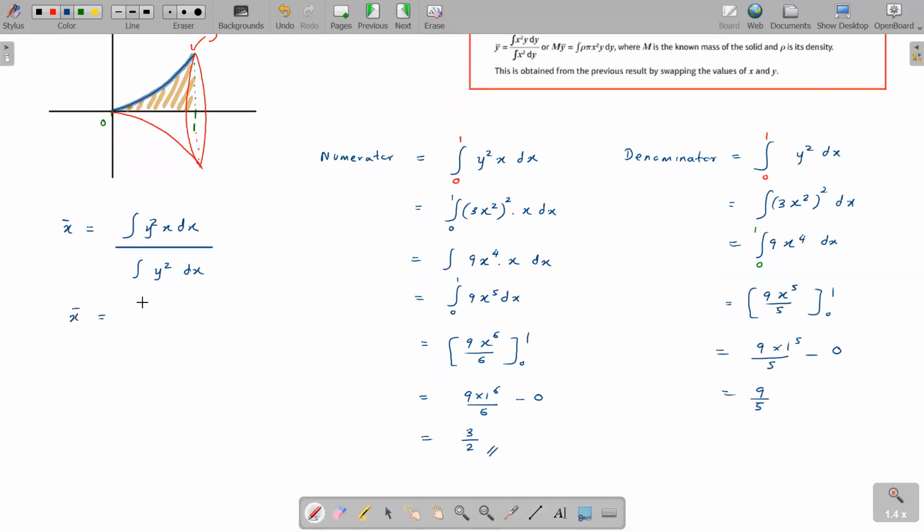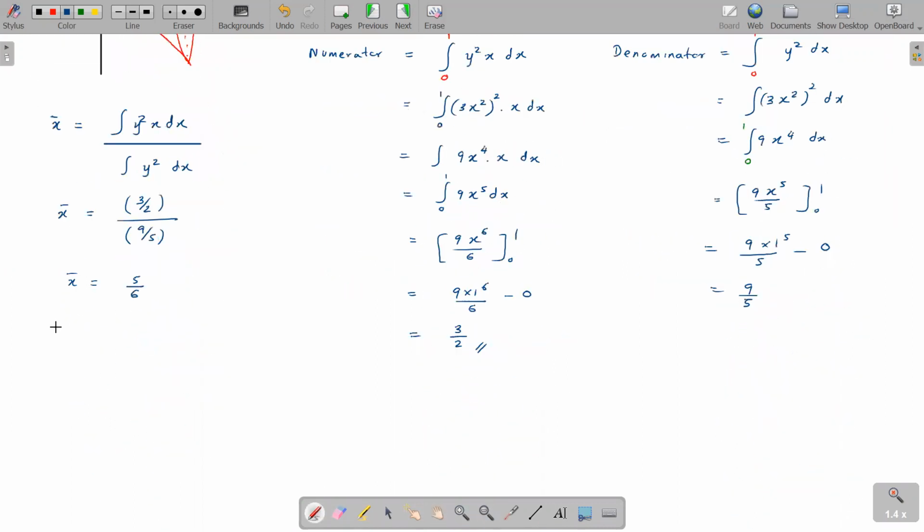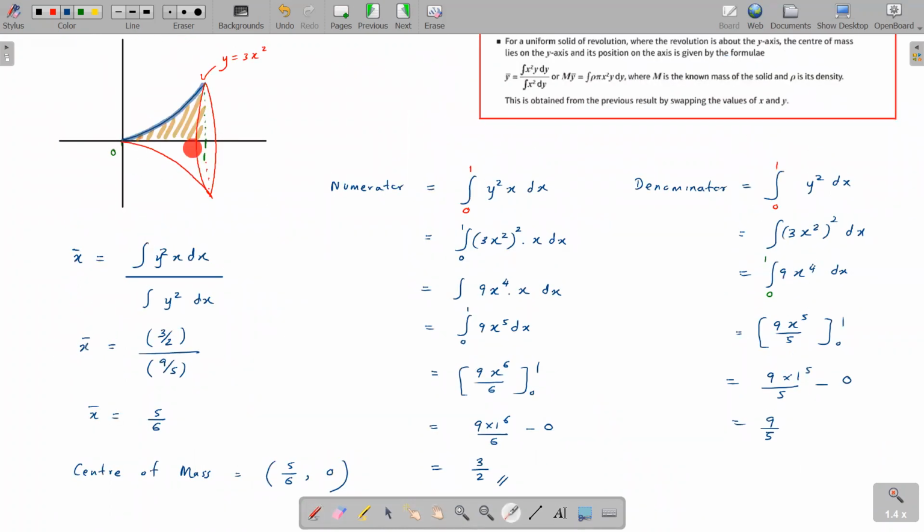So x bar equals the numerator value, which was 3 over 2, divided by the denominator value, which is 9 over 5. Right, guys? So let's get the answer. This will be 5 over 6. So the center of mass coordinate x bar is 5 over 6, and clearly y bar is 0 because your center of mass is on the axis.